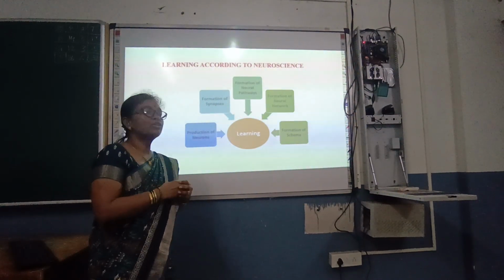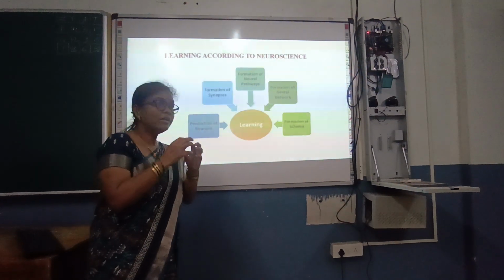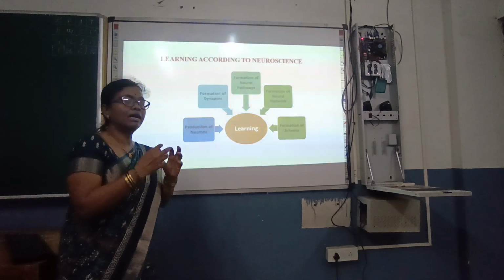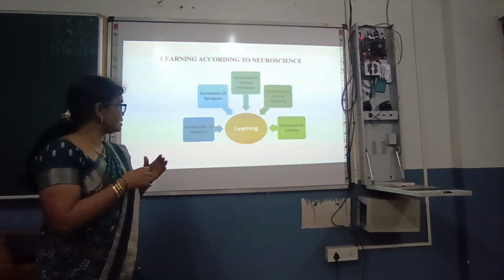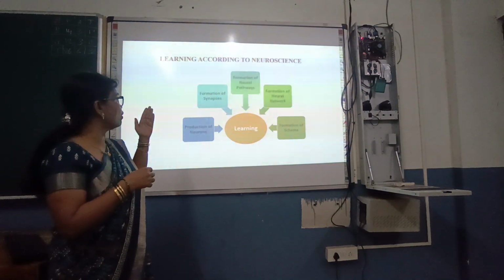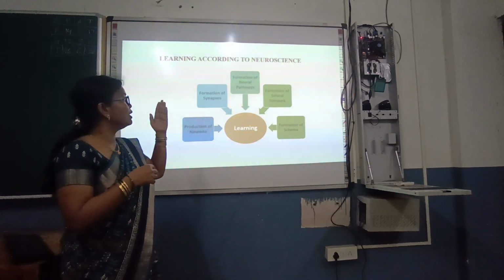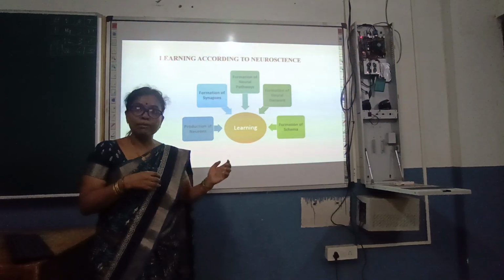Then, formation of schema. All these new neural networks are stored in our brain in the form of schema and in the form of long-term memory. Students, learning according to neuroscience means production of neurons, formation of synapses, formation of neural pathways, formation of neural networks, and formation of schema.